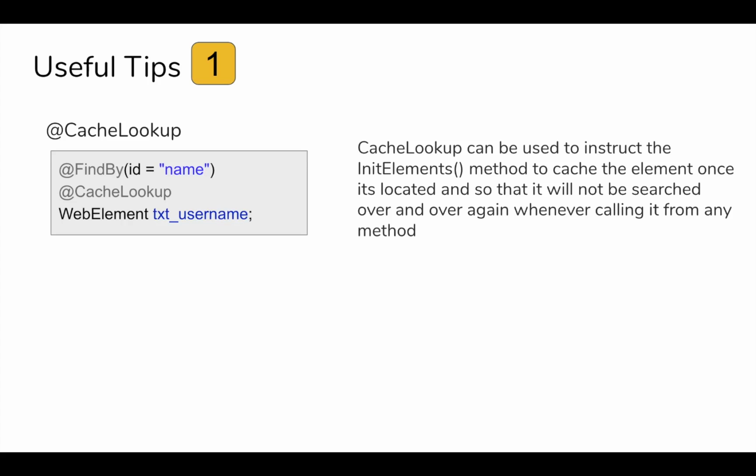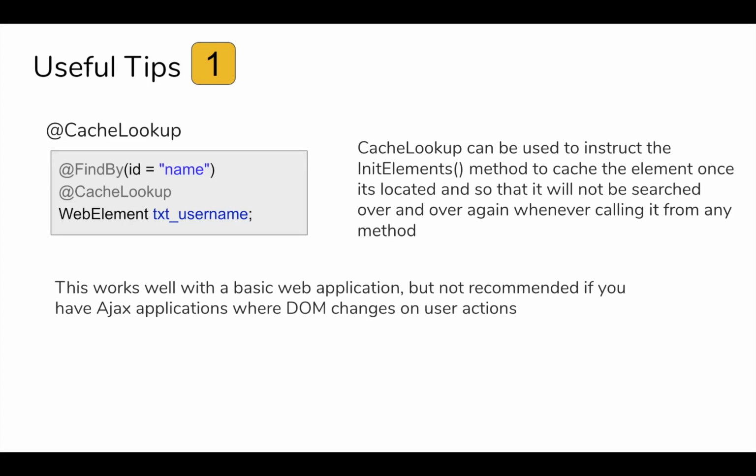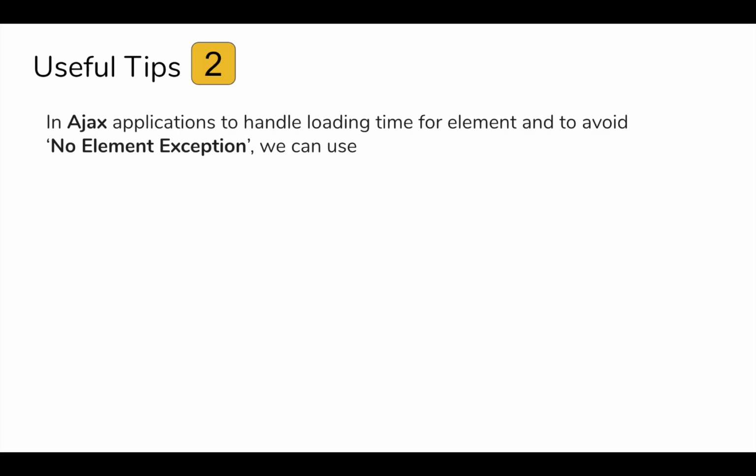You just have to use the annotation @CacheLookup, and you have to be very careful when you use it. In case you are using any Ajax applications or any applications where the objects can change on user actions, this will not work. So do not use this if you are using Ajax or these kinds of applications. Also, if while using this you are getting stale element exceptions, then you can avoid using this annotation. So this was tip number one.